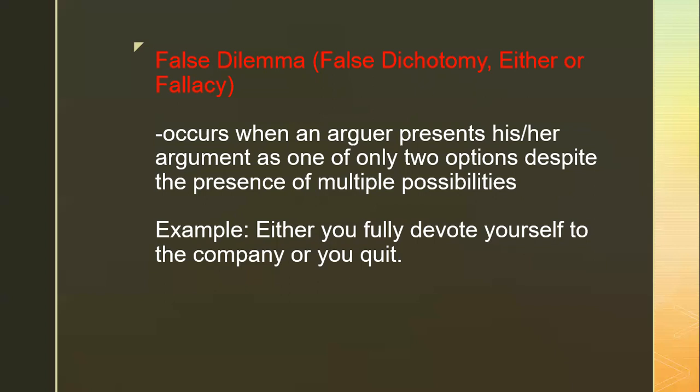Okay, another example: you're with us or you are against us. So being neutral is excluded. Meaning there's polarity in this type of logical fallacy.